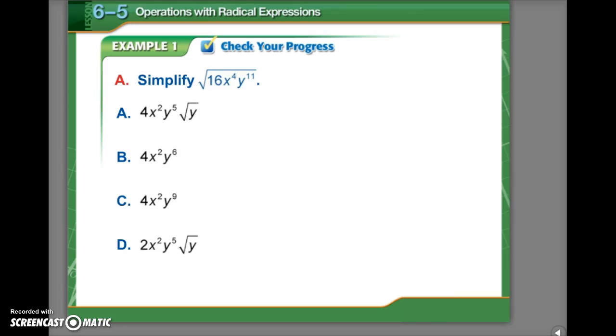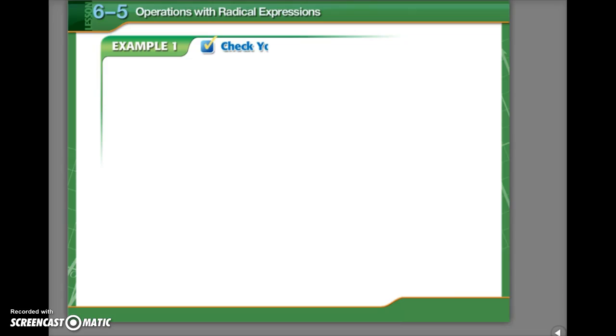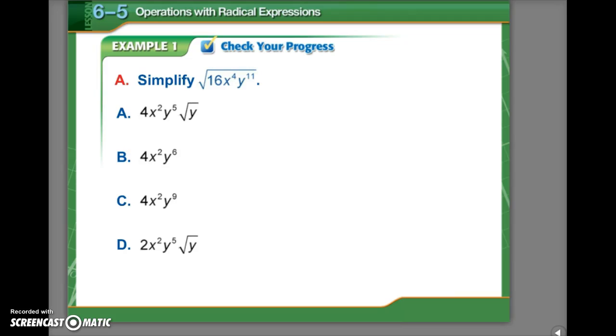All right, here's one for you guys to check your progress on. You got the square root of 16, x to the 4th, y to the 11th. Pause the video as long as you need. When you have your answer, come on back and go to the next slide. Okay, our answer this time is letter A.